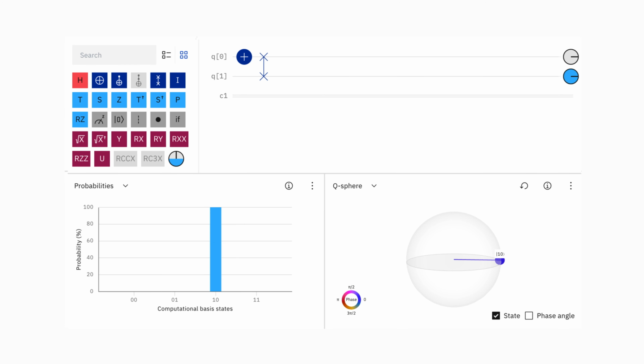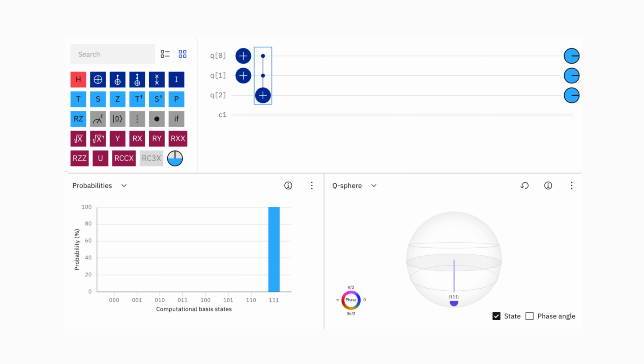As we can see in this example, the swap gate simply changes the state 0,1 to 1,0, and this gate is equivalent to 3 CNOT gates alternating the control and target qubits. Finally, we have the Toffoli gate that changes the state of the target qubit if both control qubits are in the state 1.